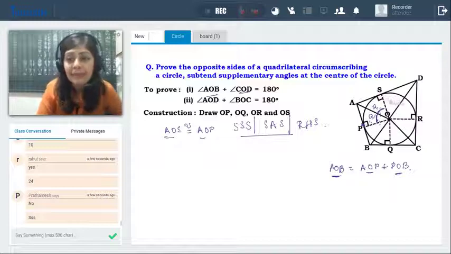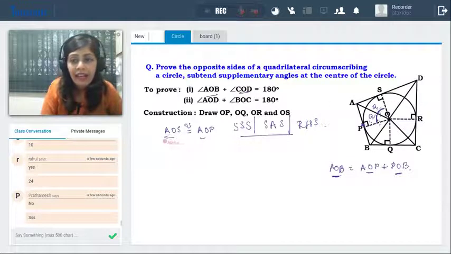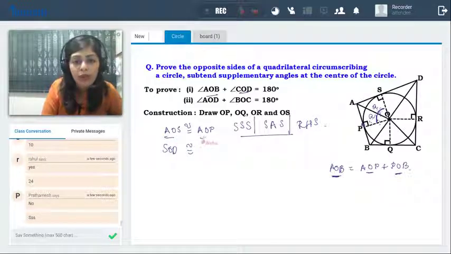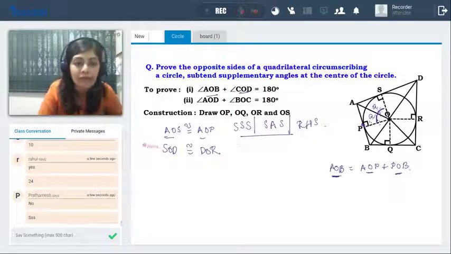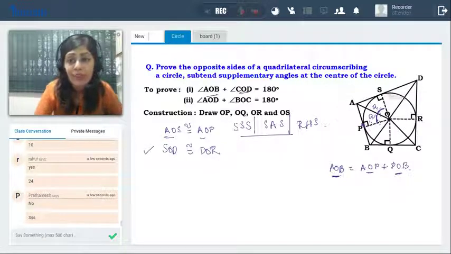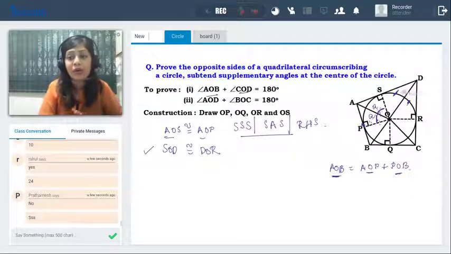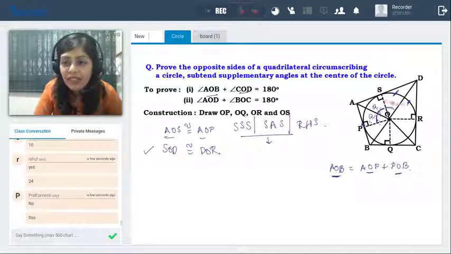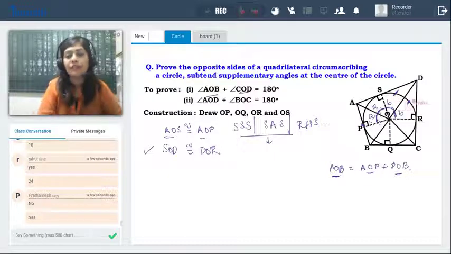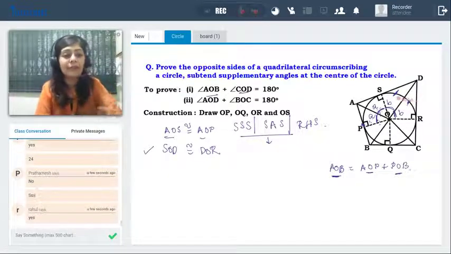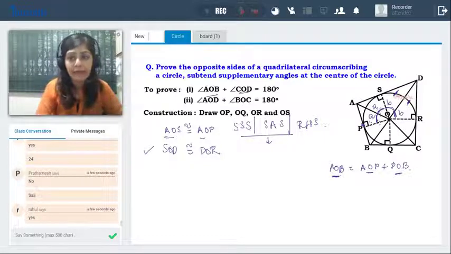Now can I say similarly, triangle SOD will be congruent to triangle DOR? Yes students, if you have any problem with this, like why ma'am, why are these two congruent, you can ask me. What am I saying? Triangle SOD is congruent to triangle DOR, same way. So can I say now these two angles are congruent to each other by corresponding parts of congruent triangles? I have named them as B and B.